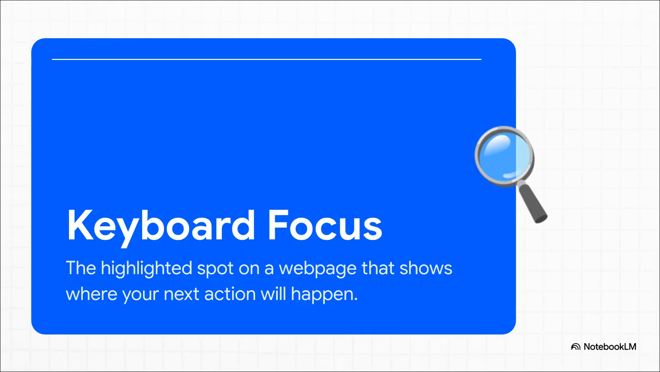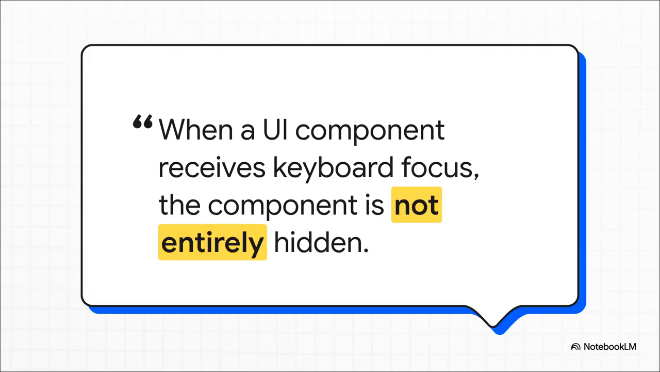It's really just the official name for that highlighted spot, that little glowing box that shows you which link or button is currently active. It's the web's version of a "You Are Here" map marker. And here's the rule itself, word for word. When a user interface component receives keyboard focus, the component is not entirely hidden due to author-created content.